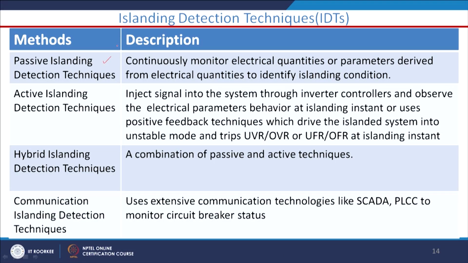Very shortly, passive detection techniques continuously monitor the electrical quantities or parameters at the terminal of the DERs. As I discussed a minute ago, we mainly measure voltage, current, frequency, and sometimes power. Those quantities are measured at the DG terminal to take further decisions.